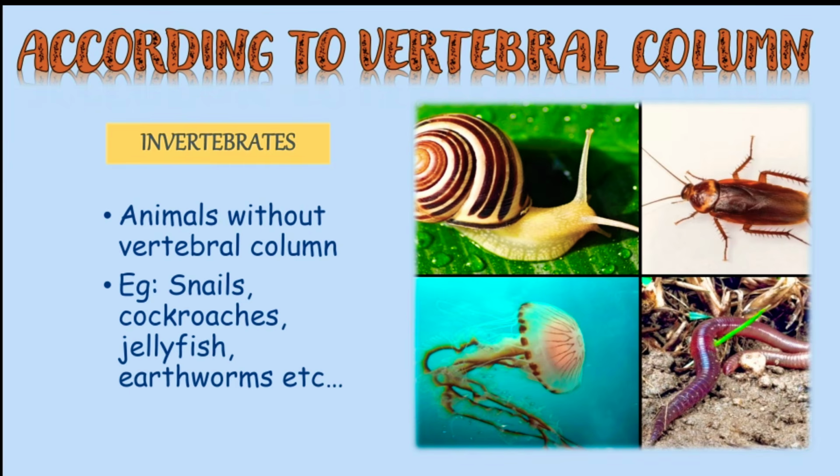Our next type is invertebrates. What are invertebrates? Invertebrates are the ones which do not have a vertebral column. They do not have any backbone. Examples of invertebrates are snails, cockroaches, jellyfish, earthworms, etc.